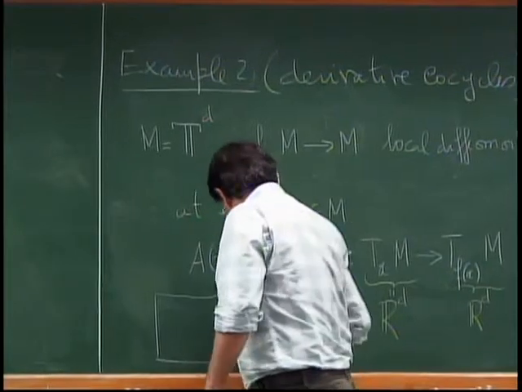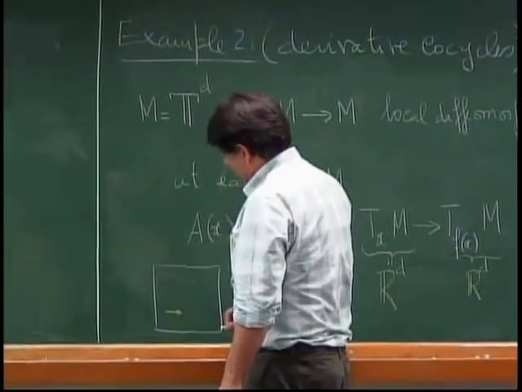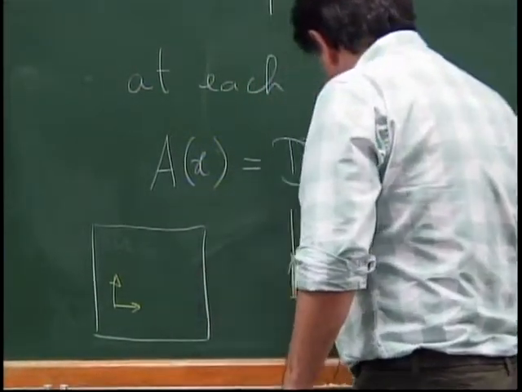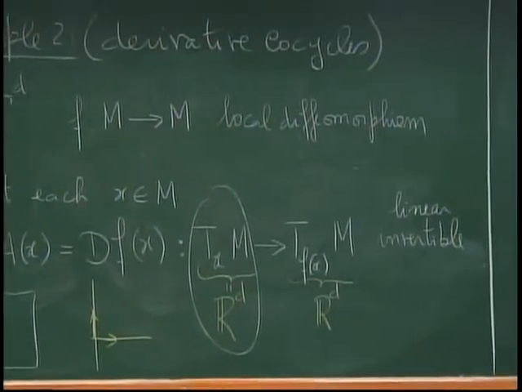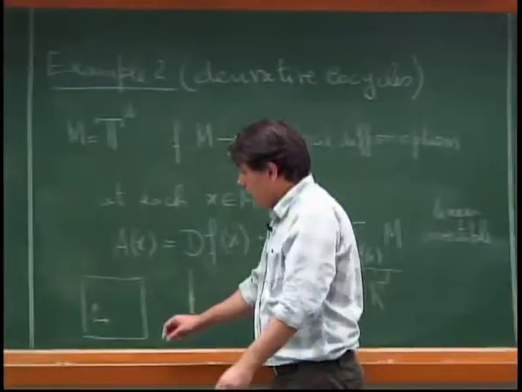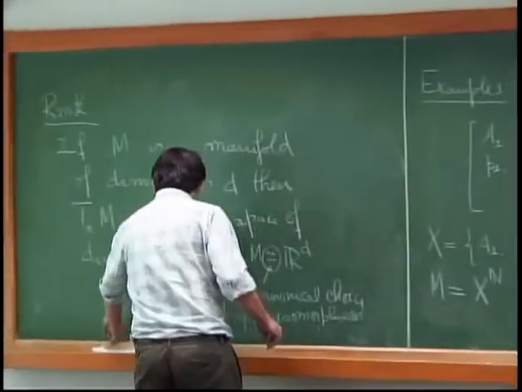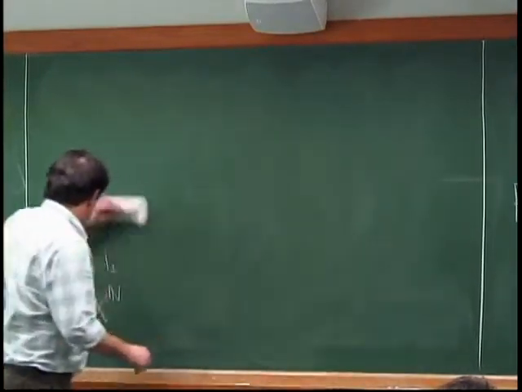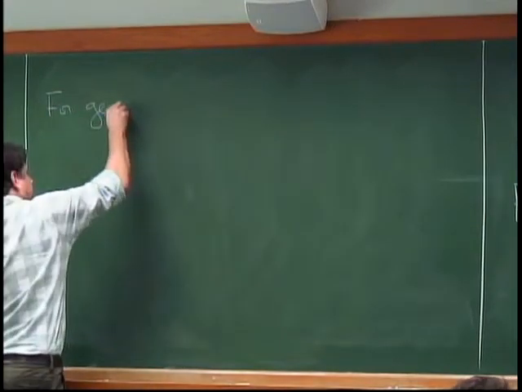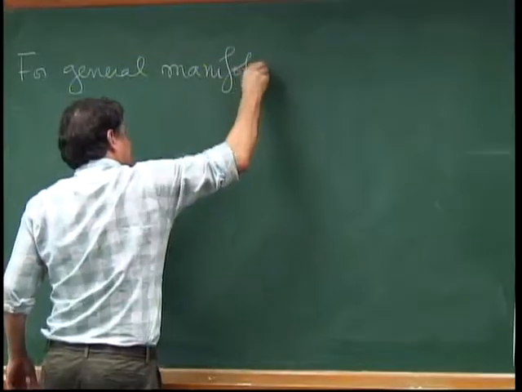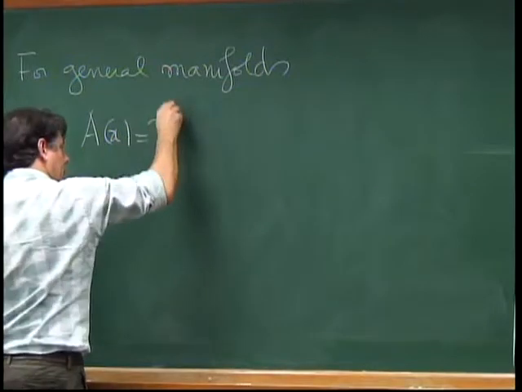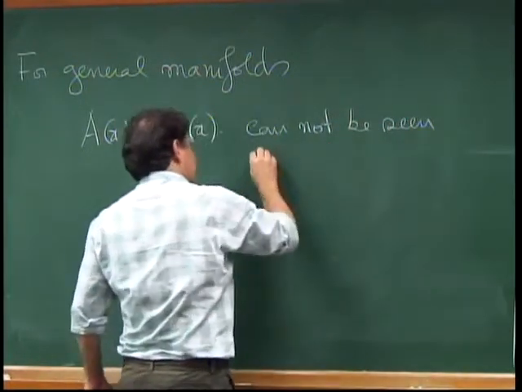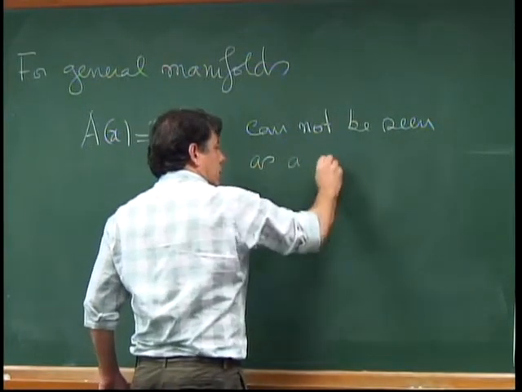In the torus, we can say that in my isomorphism, this vector will be mapped to the x-axis, and this one will be mapped to the y-axis. In the torus, the tangent space is canonically identified with Rd, but not in general. Okay? So for general manifolds, A of x, the derivative, cannot be seen as a matrix.